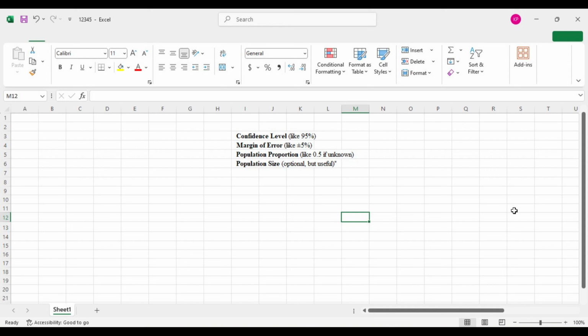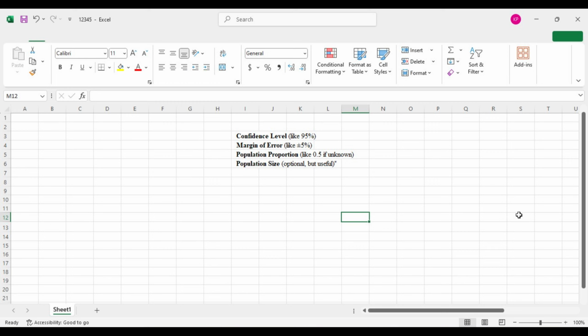Good morning all students. Today we are going to learn about the sample size calculation. To calculate the sample size, we first have to understand the confidence level, margin of error, population proportion or prevalence, and population size. Population size is optional, but it's a useful thing.